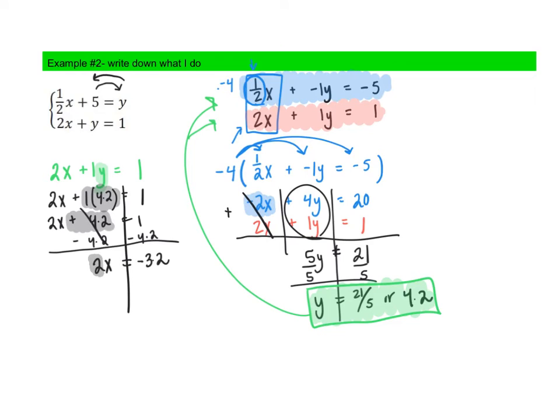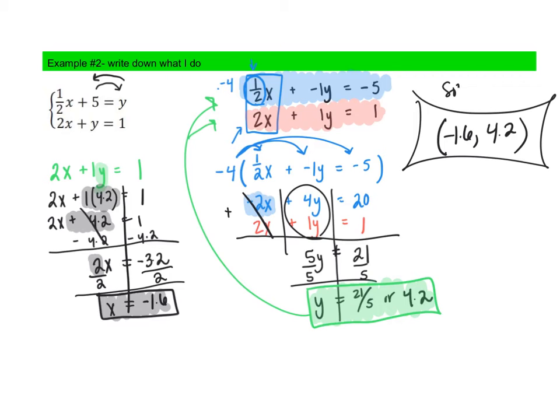Next step is to divide both sides by this coefficient of 2. And I get x equals negative 3.2 divided by 2. And I'm going to do that in my calculator real quick. And I get negative 1.6. So I have my x, I have my y, and I'm going to write it as an ordered pair. Negative 1.6, 4.2. That's my solution.